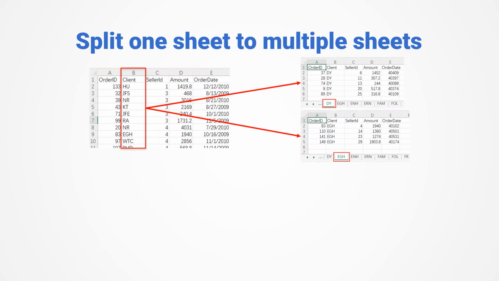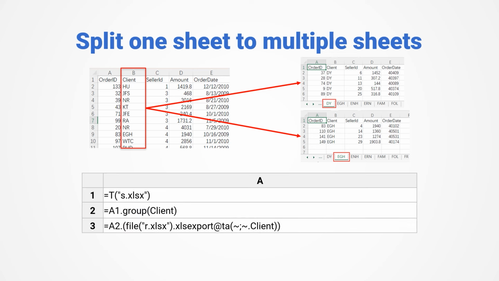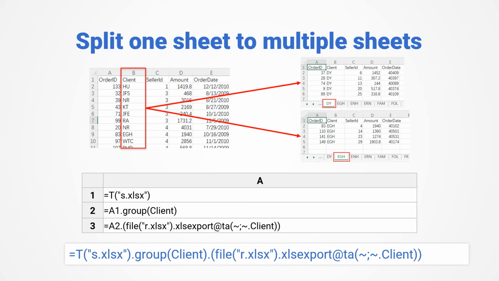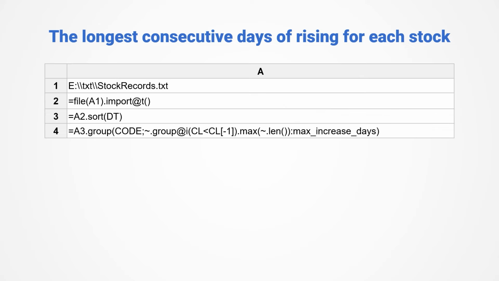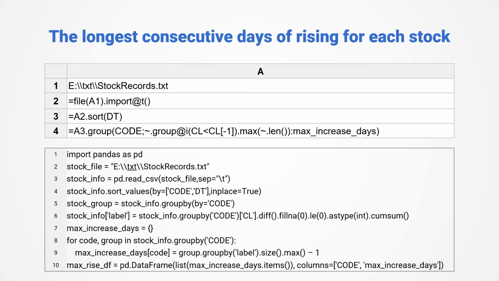SPL can quickly solve daily work problems with shorter code. For example, splitting one sheet into multiple sheets by a certain column. SPL needs only 3 lines. Simplifying it to 1 line is also okay. A more complex task is to find the longest consecutive days of rising for each stock. SPL solves it easily in a few lines, with only 1 line of key code, and no loop statement. Python, by contrast, is much more tedious and requires hard-writing loops.